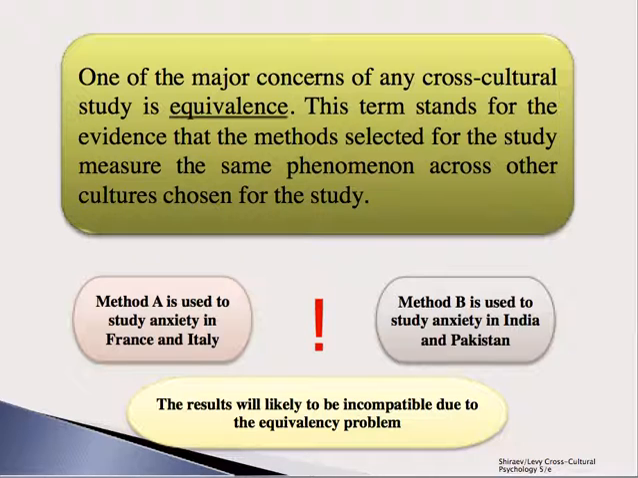One of the major concerns of any cross-cultural study is going to be that of equivalence. And this term stands for the evidence that the methods selected in the study measure the same phenomenon across cultures that are chosen for the study. So, for example, if method A is chosen to study anxiety in France and Italy, but method B is used to study anxiety in India and Pakistan, then the results might be incompatible just due to equivalency problems.